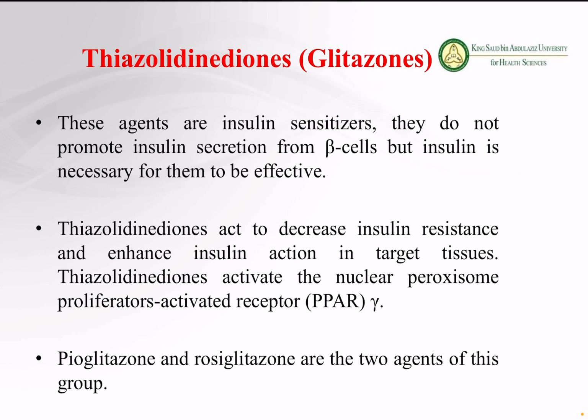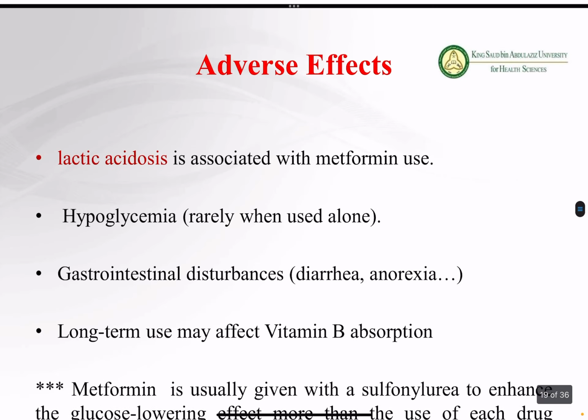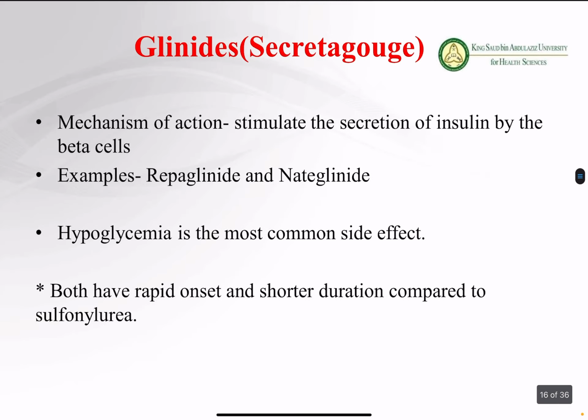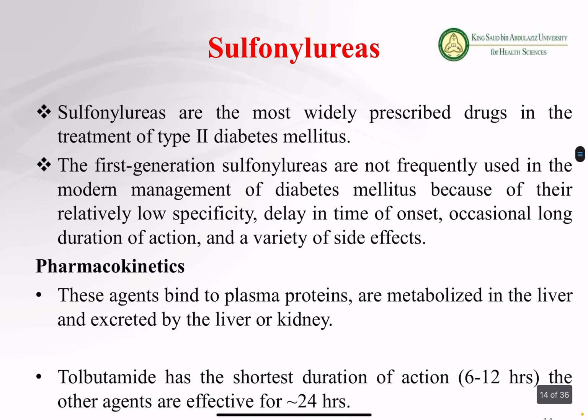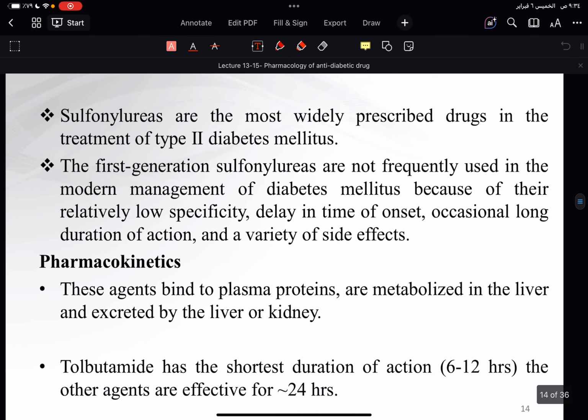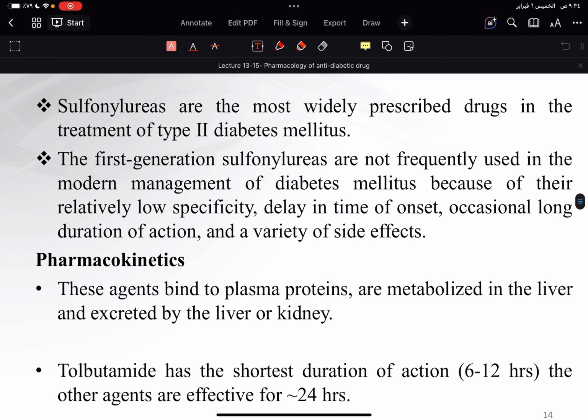I think I just explained the difference is their pharmacokinetics, the improved pharmacokinetics. It's written here also that the first generation sulfonylureas are not frequently used in modern management because of their relatively low specificity, delay in time, occasionally long duration, and variety of side effects. You got it, right?